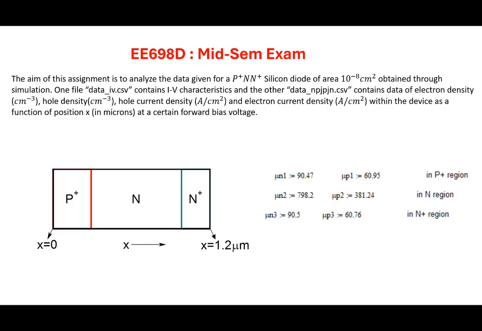And so the first part of it was, this is the diode that was given. We had said that we have a P plus N plus diode. And we had given you two files. One was IV characteristics, and the other one was a cross-sectional data with N, P, JP, JN, and all these four things as a function of X.